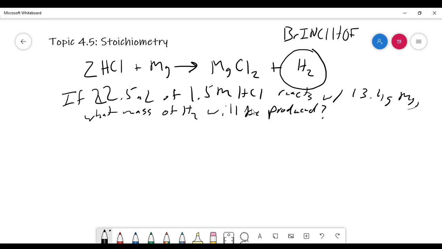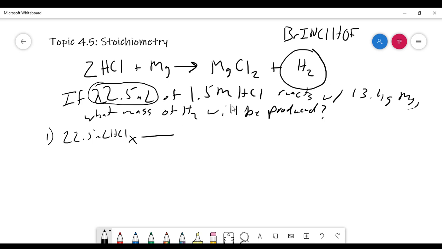So let's go ahead and start with HCl, how much HCl we have. We're going to start our first calculation by figuring out how much hydrogen could be produced from the hydrochloric acid. To do that, we're going to start with the amount of hydrochloric acid we have, which is 22.5 milliliters of HCl.